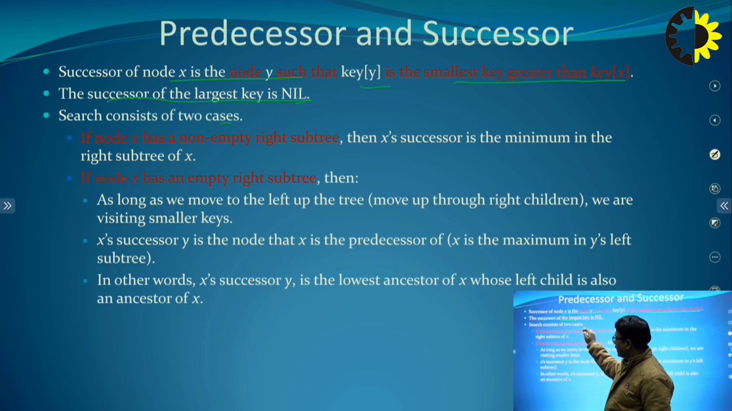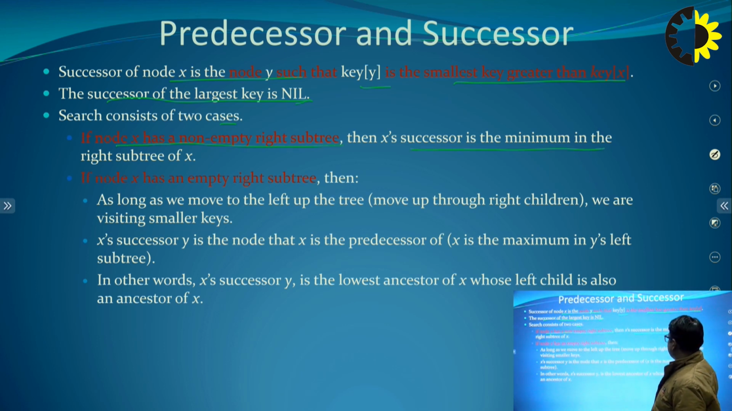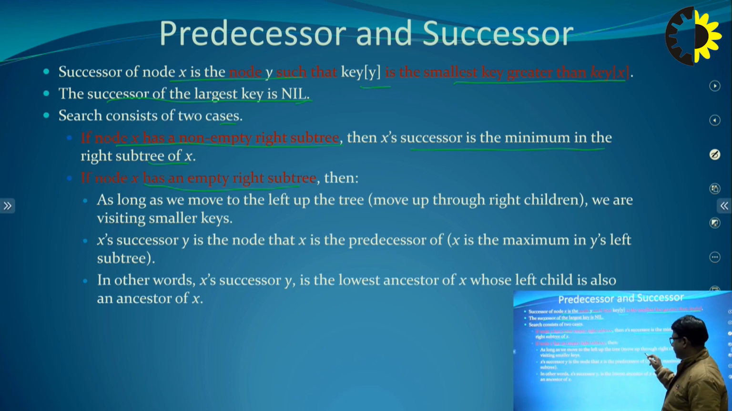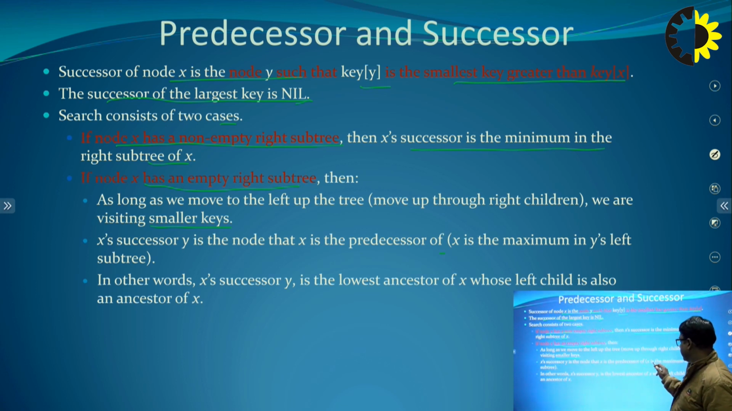Search consists of two cases. If node x has a non-empty right subtree, then x's successor is the minimum in the right subtree of x. If node x has an empty right subtree, then as long as we move to the left of the tree, moving through the right children, we are visiting smaller keys. This is to be remembered here. Next, if x's successor is y, then x is the node that y is the predecessor of. That means x is the maximum in y's left subtree.